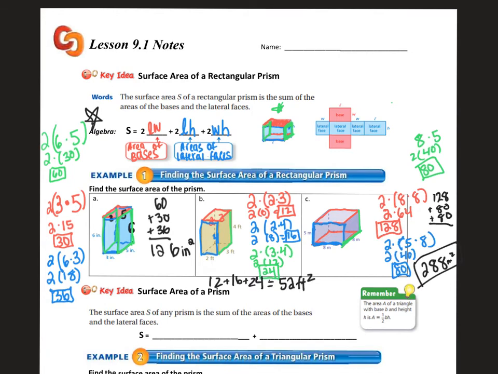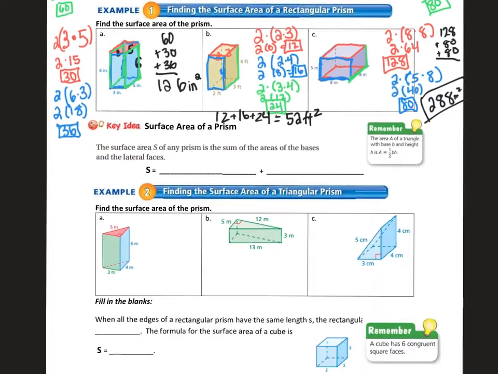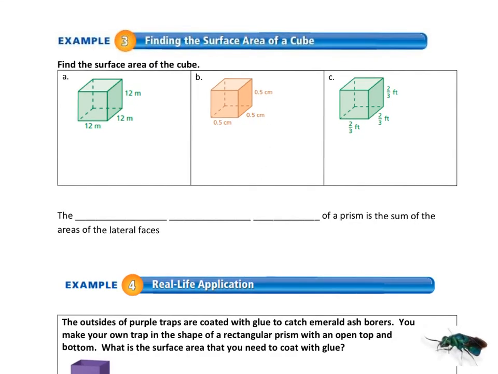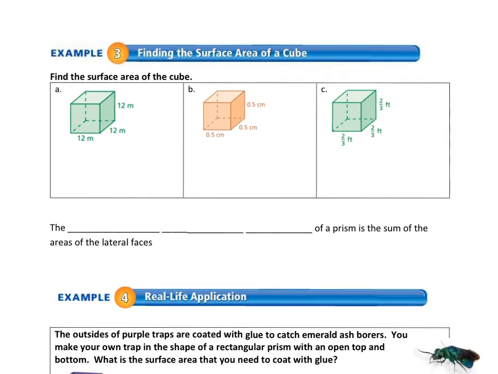Okay, there's one more concept I want us to look at today. And the next thing in your notes is surface area of a prism. We are actually going to hold off on that for the next lesson, and we are going to find surface area of a cube, okay? So this is just like finding surface area of a rectangular prism, except this process is a whole lot easier because all of the faces are the same, okay?